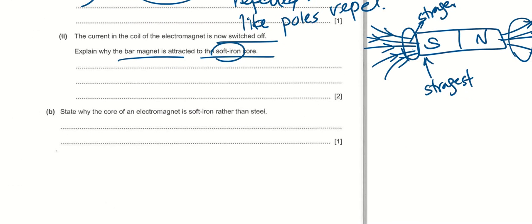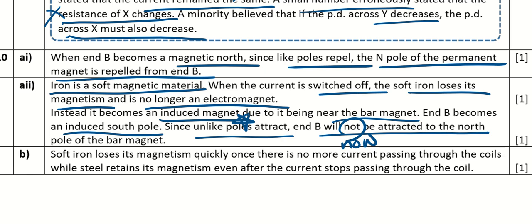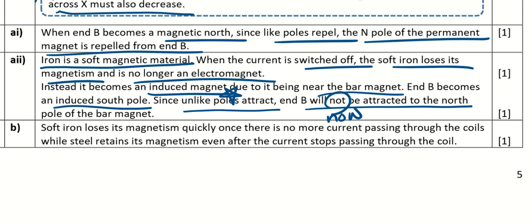Now come back to B. State why the core of an electromagnet is soft iron rather than steel. So this is soft versus hard magnetic material. Steel is a hard magnetic material, which means it is hard to magnetize and demagnetize. They just want us to state why: the soft iron loses its magnetism quickly once there's no more current passing through, while steel will retain its magnetism even after the current stops passing through the coil.